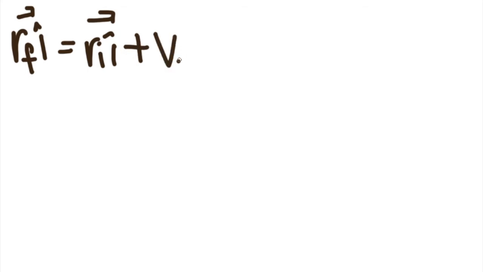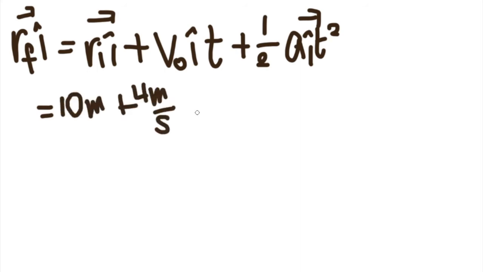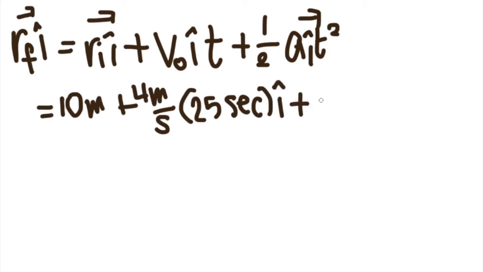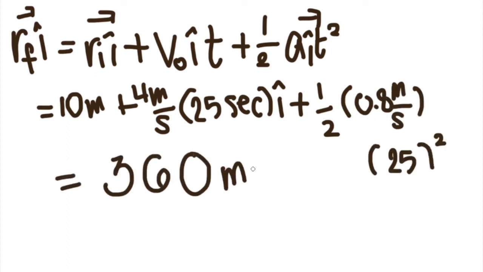The formula that we will be using is the final displacement i hat is equal to the initial displacement i hat plus initial velocity i hat times t plus 1/2 a i hat t squared. We do the substitution and put in all the values that are required, which will lead us to 10 meters plus 4 meter per second times 25 seconds i hat plus 1/2 times 0.8 meter per second squared times 25 seconds squared. Doing the math, it will lead you to 360 meter i hat for the value of this number.